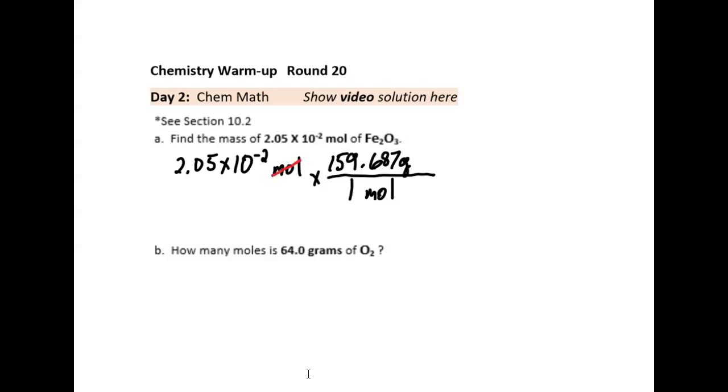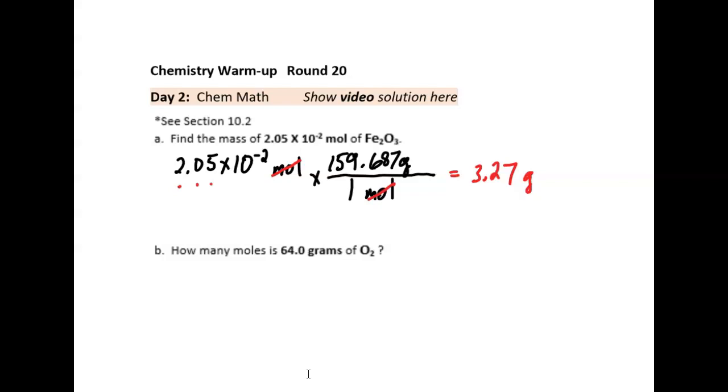The canceling of the labels looks like this. The label remaining is grams. On the calculator, we can multiply together these two numbers. The answer is 3.27 grams. I rounded to have 3 significant figures because the first measurement in the calculation has 3 significant figures.